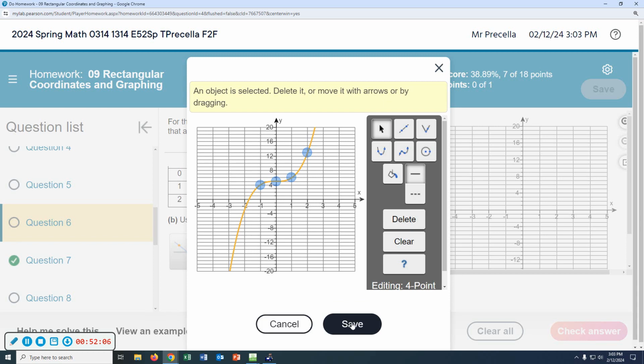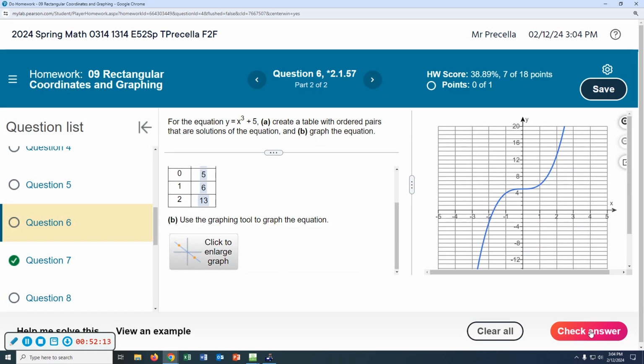Click. I got my 4 points labeled. I save it to transfer it back. Check answer.